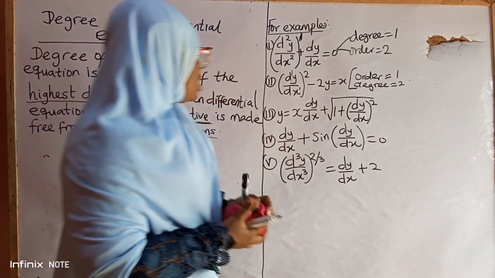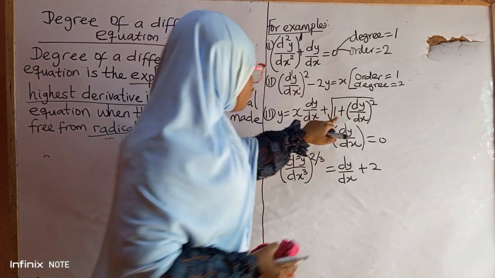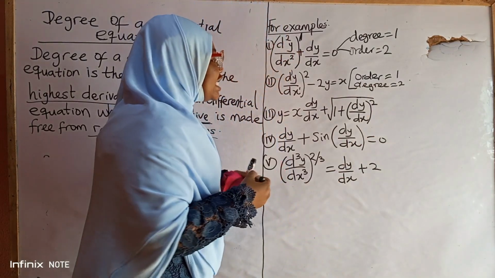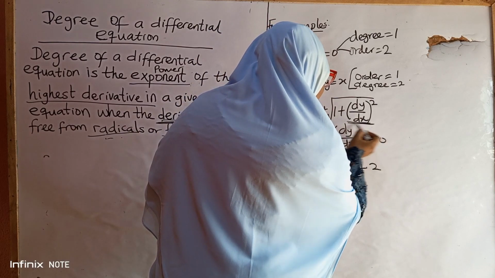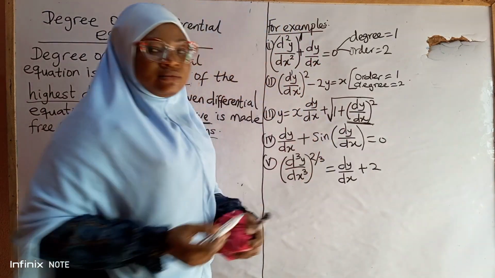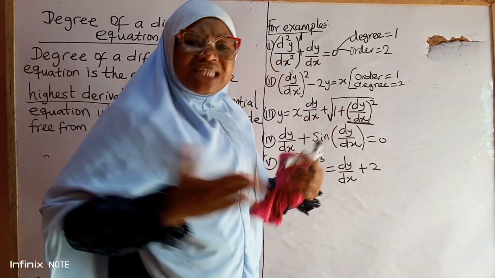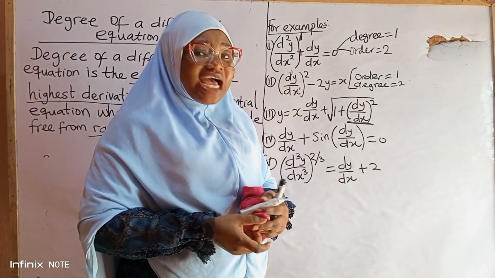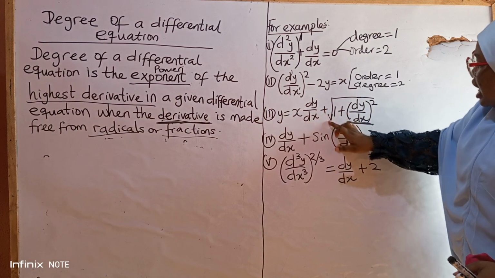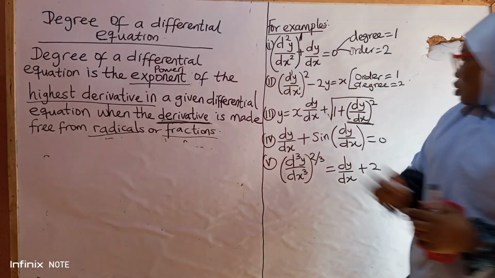So example 3. y is equal to x multiplied by dy/dx plus root of 1 plus (dy/dx) all squared. Okay, you can see that this one, the derivative here is under a radical. So we cannot determine the degree from here. Does that mean that it doesn't have degree? No, it has degree. But you have to find a way of eliminating this radical. So what do we do? We can do it this way.